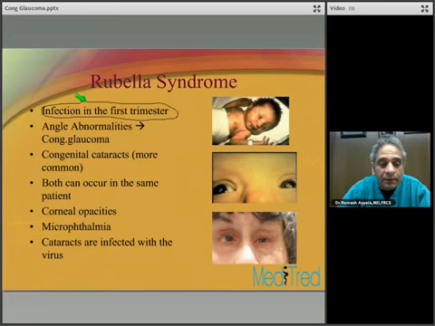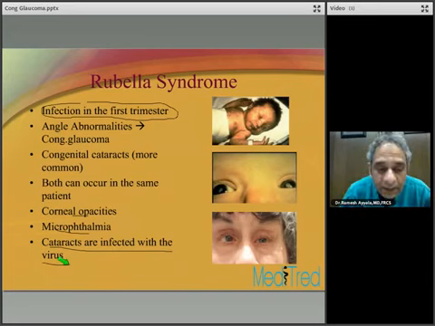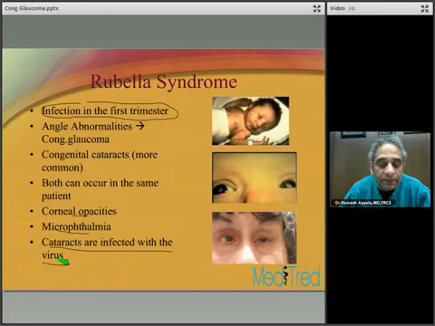They also may have corneal opacities and microphthalmia, and remember, the cataracts are infected with the virus. So when you do cataract extraction, make sure that the entire contents of the cataract are taken out. If you leave the cortical material behind, the patient may develop a severe inflammation because of the viral load escaping into the eye.